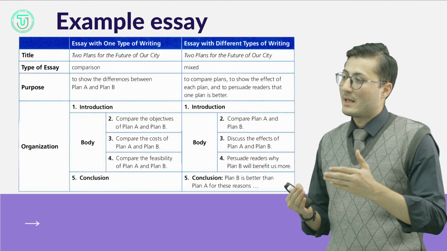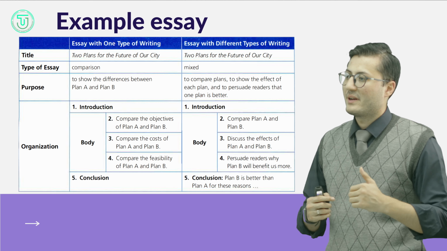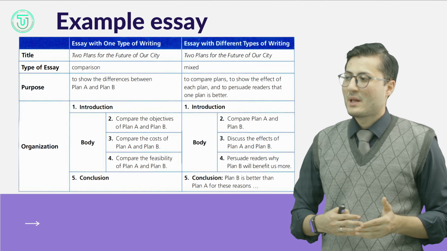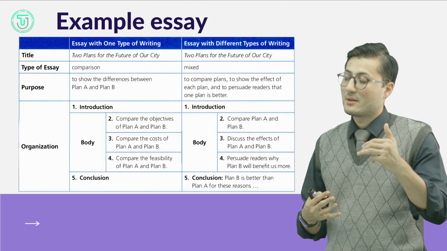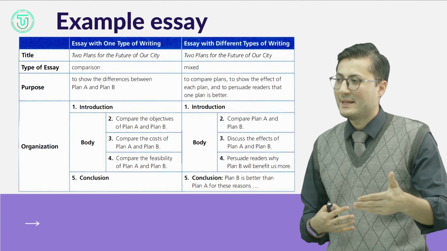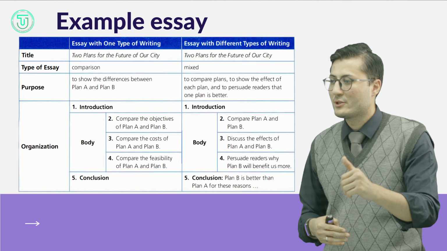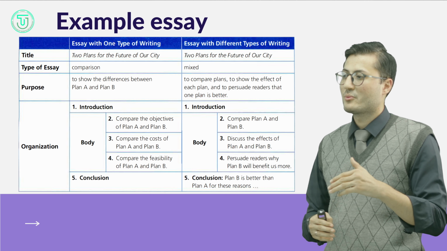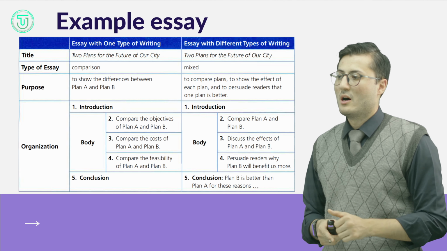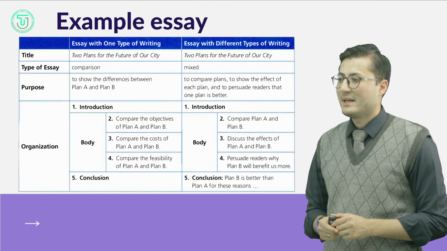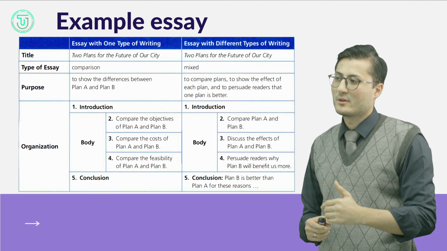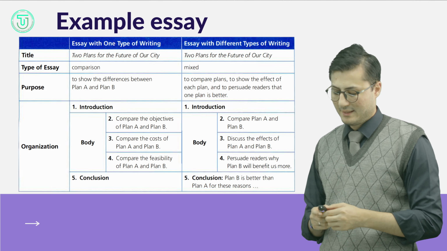In the third paragraph, the author is discussing the effect, the result of plan A and plan B. And in the last body paragraph, the author is persuading, trying to convince you that plan A or plan B is better. So here you can see persuade readers why plan B benefits us more. So the author obviously chose plan B here. And the last one is the conclusion. Plan B is better than plan A for some reasons. So there are several reasons which make plan B better than plan A.